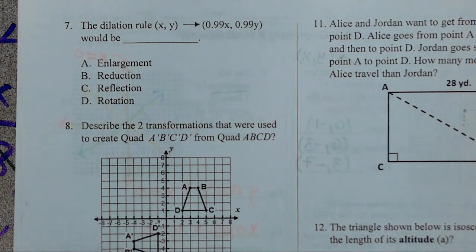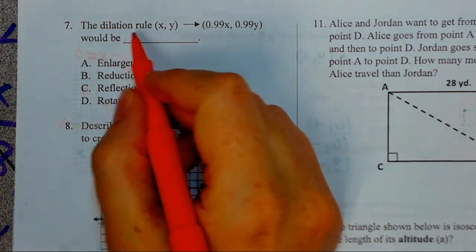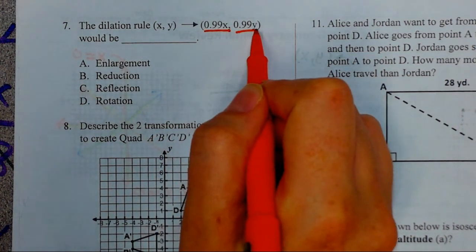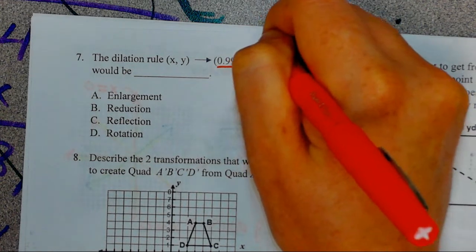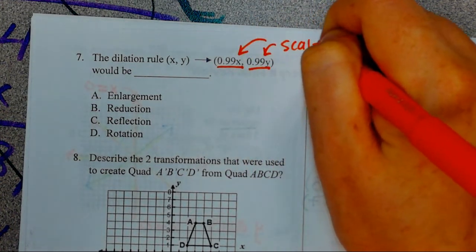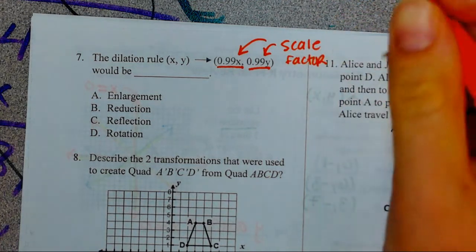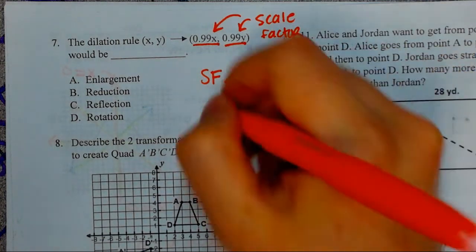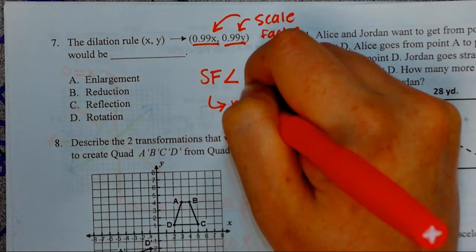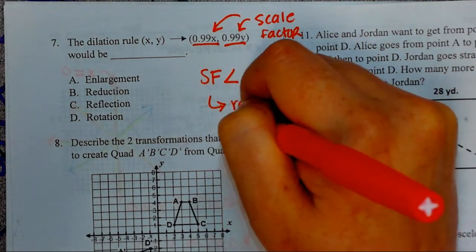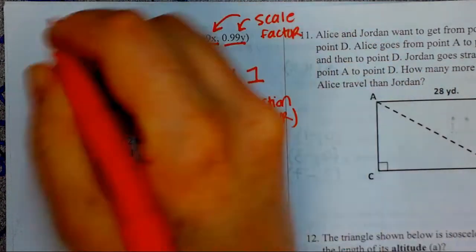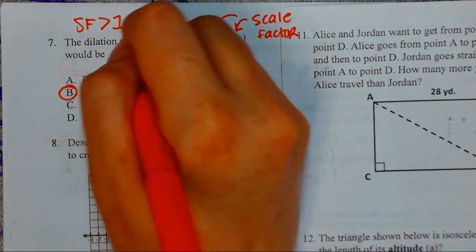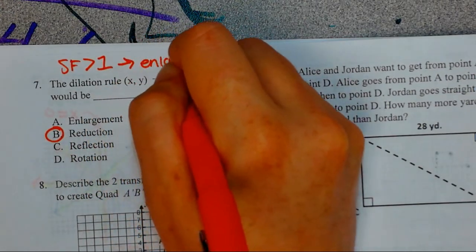Okay. So this is the dilation rule (x, y) to (0.99x, 0.99y). These two numbers right here are the scale factor for this dilation. If your scale factor is less than 1, that means this is a reduction in size. It gets smaller. So the answer would be B. If it's greater than 1, that would be an enlargement.